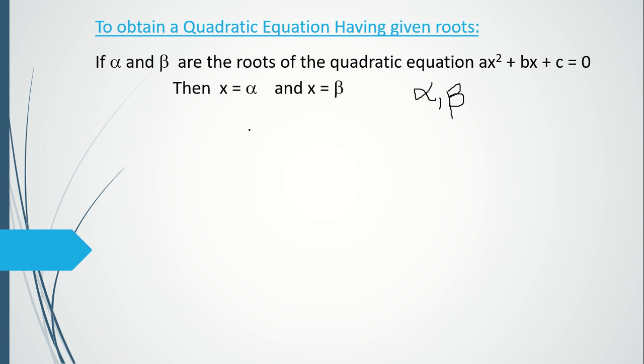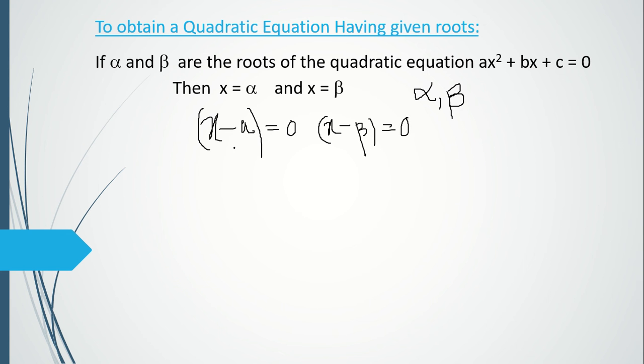So now we go step by step in the reverse order, of how we were using the steps to solve and get the roots, we go in the reverse order of that. So this alpha will come this side, it becomes x minus alpha is equal to 0, and x minus beta is equal to 0.